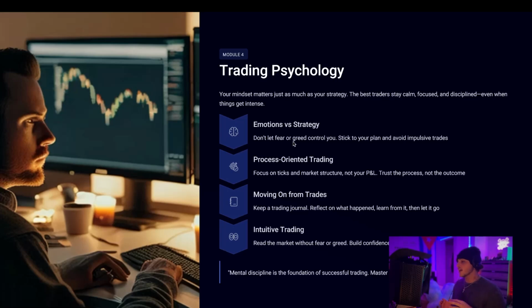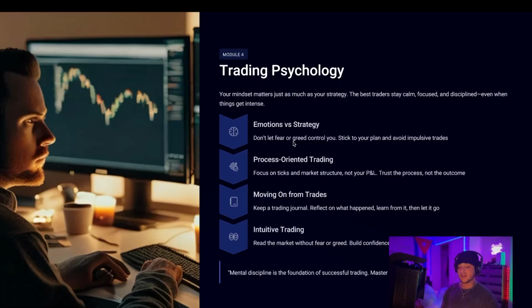Let's say you know that it's definitely gonna hit a level where you're gonna make a guaranteed $30, but you're like, oh, but $40 looks better. And you set your TP and the market goes down and misses it and goes up and you're just fried because you were too greedy. It happened to me so many times as well. So don't let greed control you. Stick to your plan. Make sure that wherever you set your take profit, it is reasonable. Stick to your plan and avoid impulsive trades.